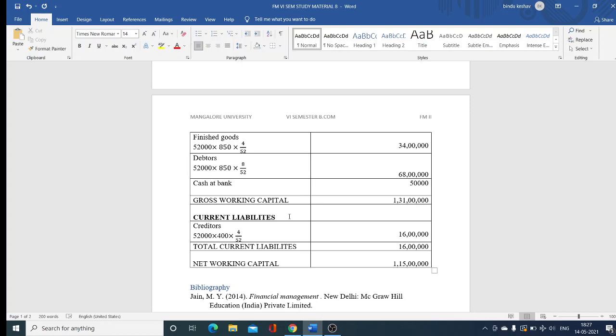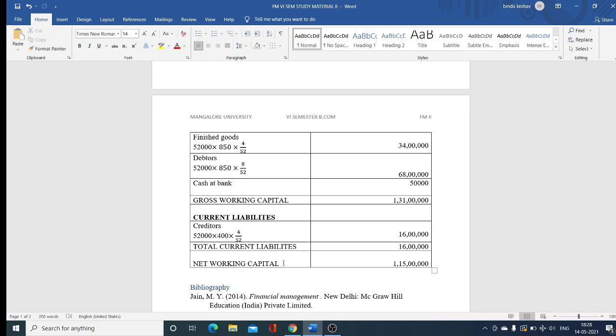Then we find out the current liabilities. We have only one current liability here, that is the creditors for the purchase of raw materials. So 52,000 units, the raw material price is 400 rupees, and the period allowed is 4 weeks. So 52,000 into 400 is for the entire year, into 4 by 52. So we get it as 16 lakh. 52,000 is the units of production for the entire year. 400 is the raw material for 1 unit. So 52,000 multiplied with 400 into 4 by 52, that is 16 lakh. So we get the total current liabilities, which is equal to 16 lakh.